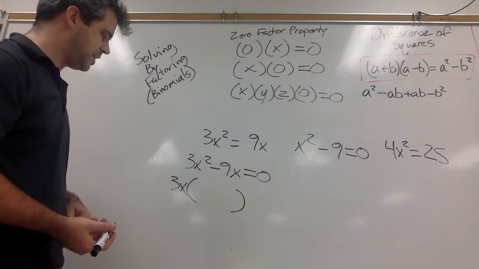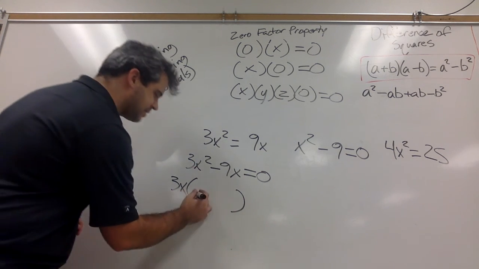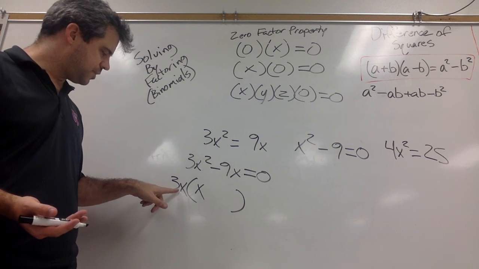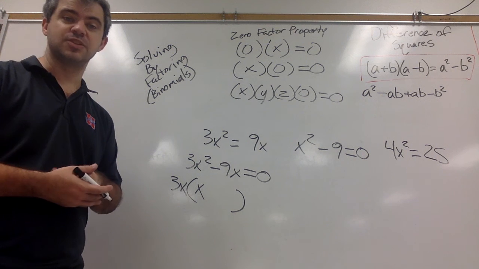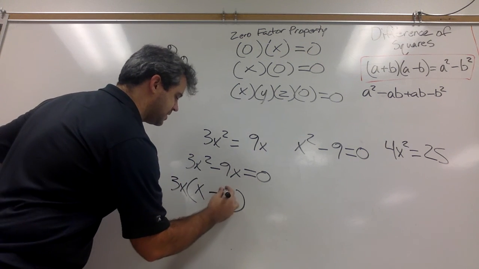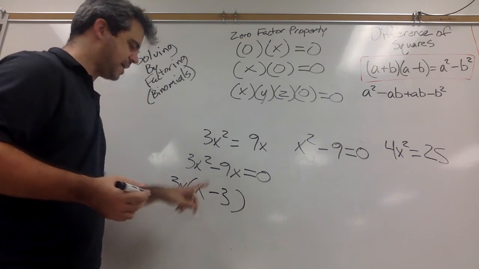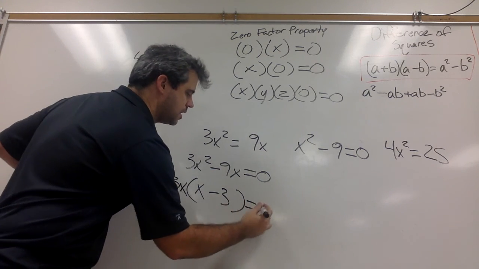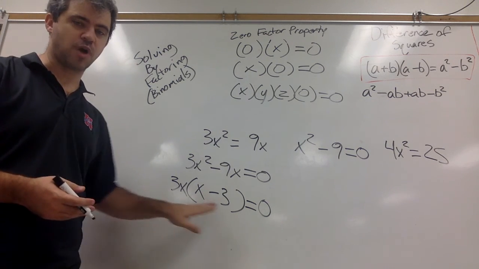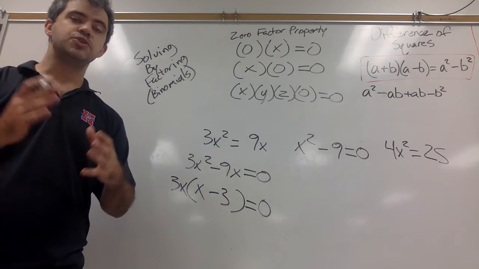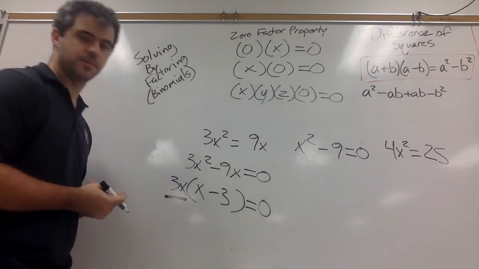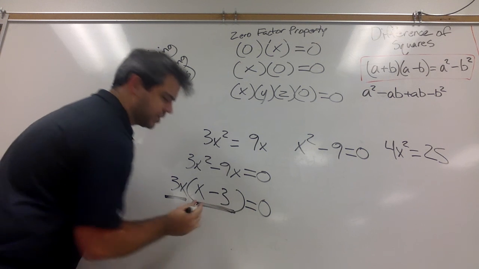So 3 divided by 3 is 1. X squared divided by x is x. You'll know you've done it right if 3x times x is 3x squared. Negative 9 divided by 3 is negative 3. X divided by x is 1. So now this is a multiplication problem that equals 0. So this will only be true if this factor is 0 or this factor is 0.